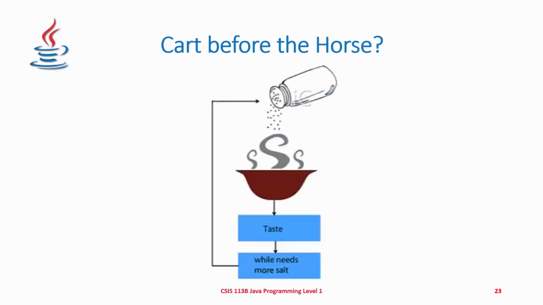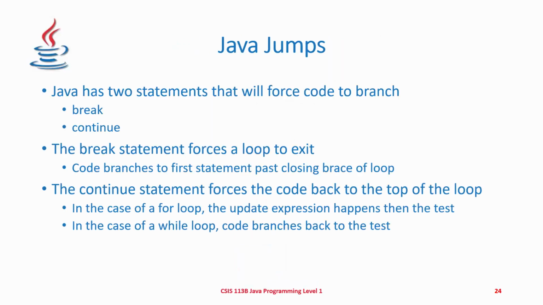Probably not. If you think about it logically, you would probably want to taste the soup first, determine at that point whether it needs more salt or seasoning, and then based on that evaluation, you would add the salt or the seasoning. So that's something good to keep in mind when you're thinking about which loop type, while or do-while, that you want to incorporate into your program.